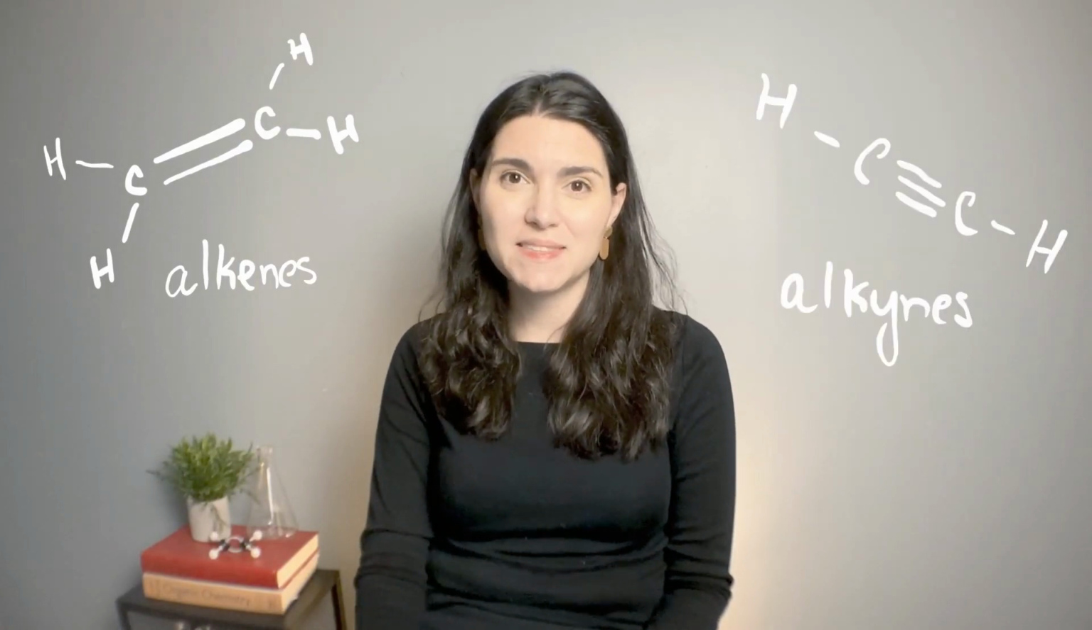Molecules with carbon-carbon double bonds are called alkenes, and molecules with carbon-carbon triple bonds are called alkynes. We are going to start off this section talking about molecules with triple bonds, the alkynes. Then we will talk about molecules with double bonds, the alkenes. Finally, in the last part of this section, we're going to talk about molecules that have both double and triple bonds in them, and you'll learn how to name those.